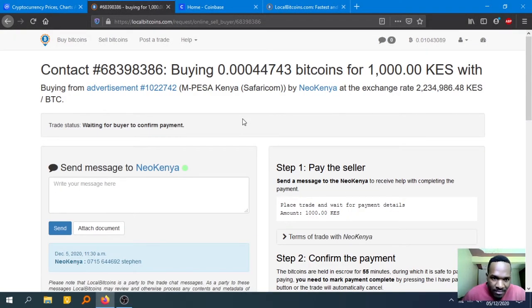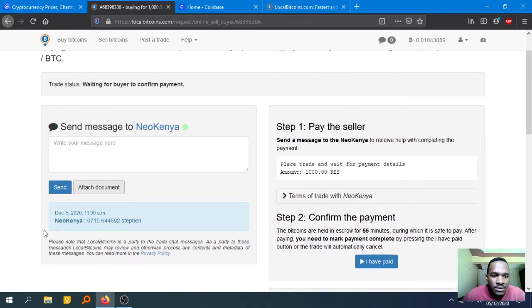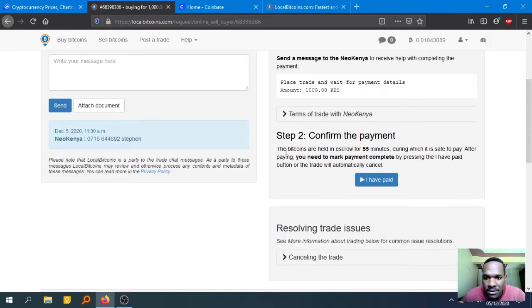I've already paid for the bitcoins I've just bought by sending money to this number that I've been given the instructions. So the next thing you need to do is to click on confirm the payment. So look at this. The bitcoins are held in escrow for 55 minutes, during which it is safe to pay. After paying, you need to mark payment complete by pressing the I have paid button, or the trade will automatically cancel. So make sure within the number of minutes that you have provided here, you have paid.